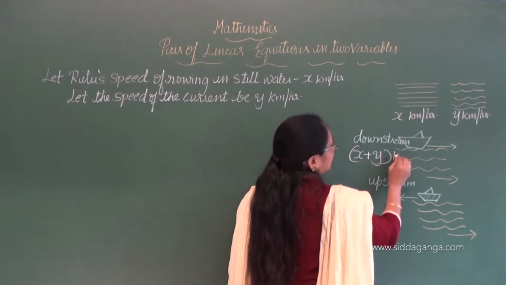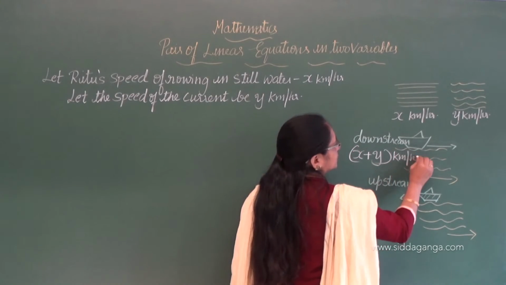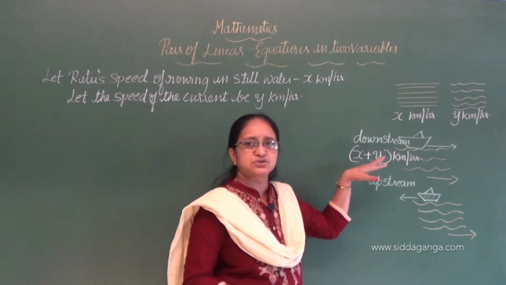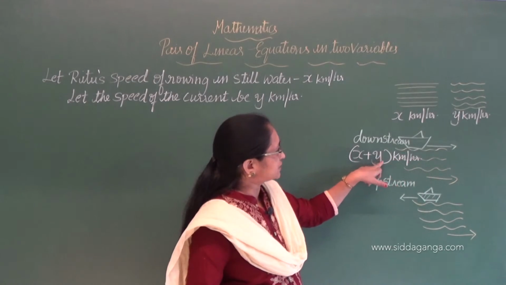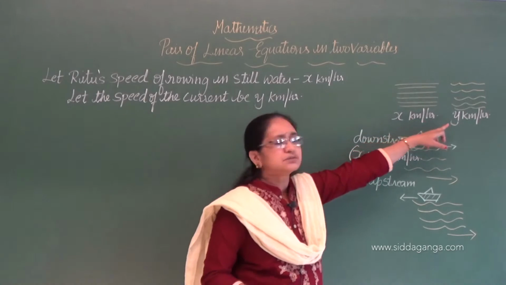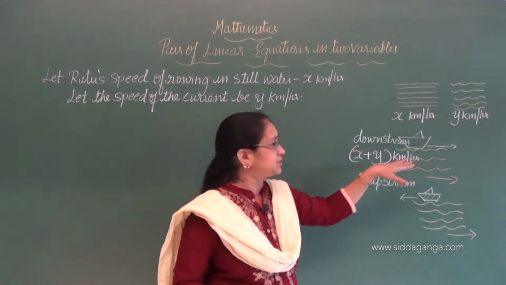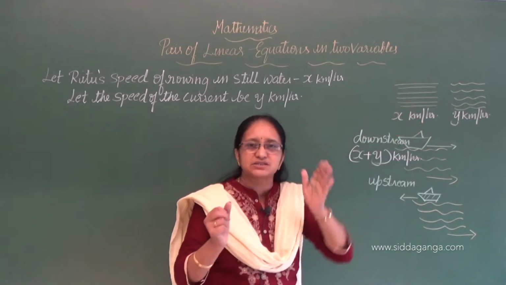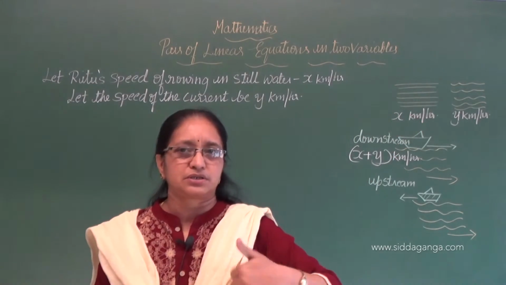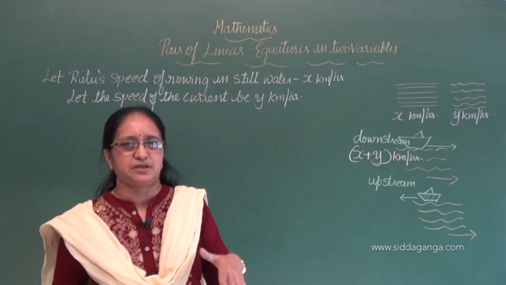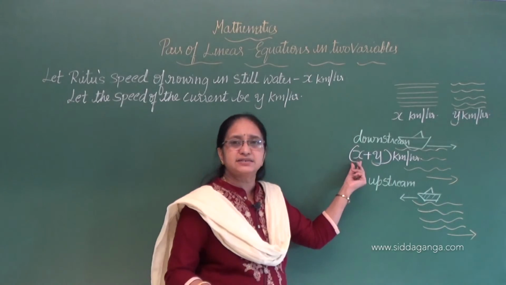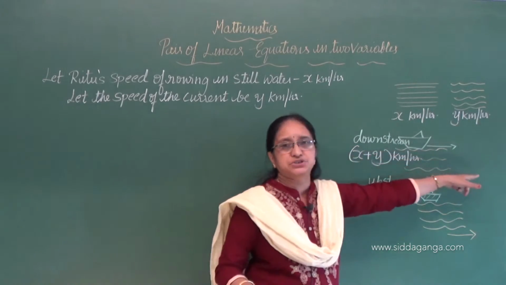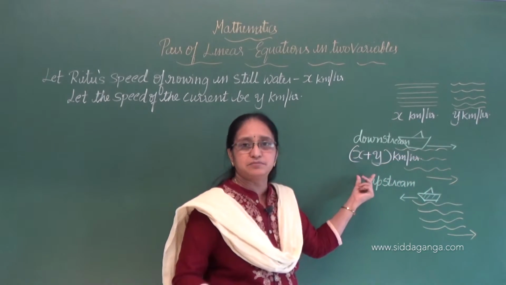See, speed will add up here. That is the speed in still water, and y is the speed of the flowing water. So here, x is the capacity of Ritu, the speed at which she is rowing. What is that speed? That is x. So when it is in the same direction, the speed will add up.